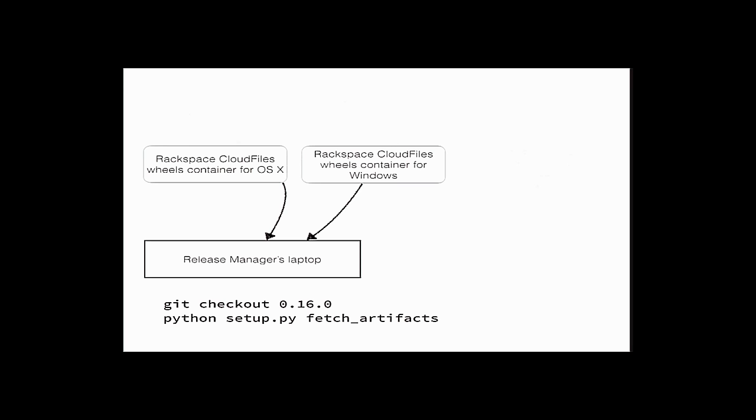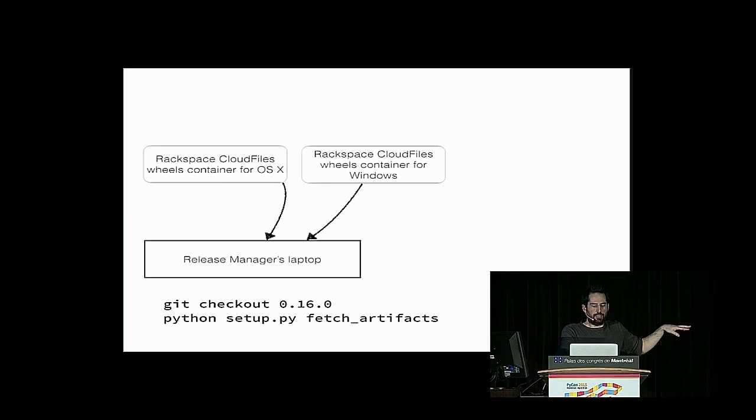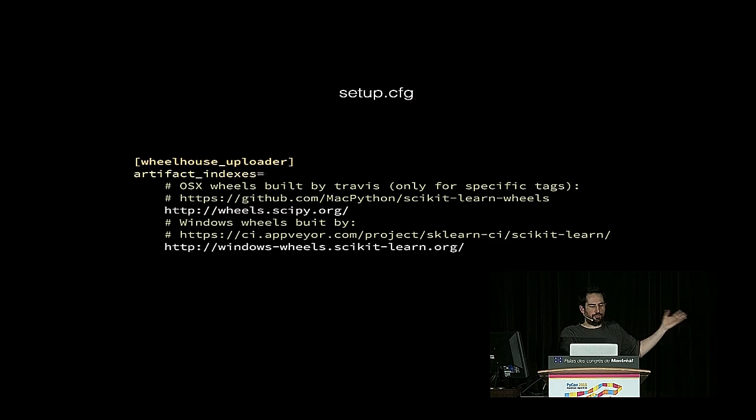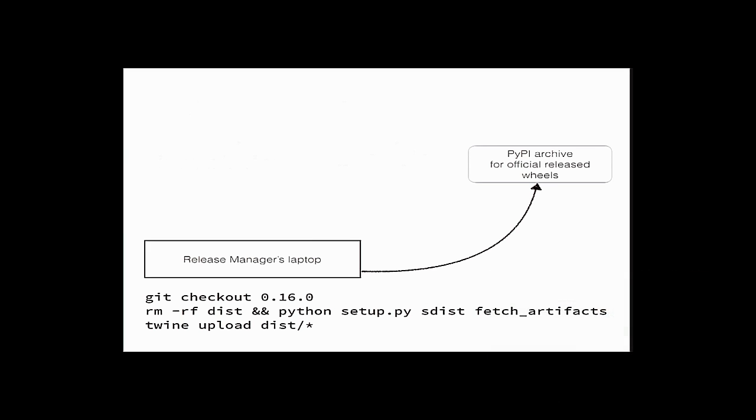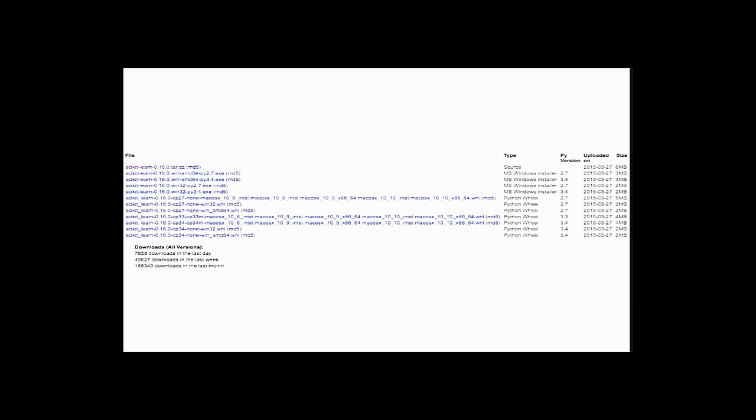And so at release time on your laptop, you can git checkout the tag of the release you're interested in, and call this command. You need the Wheelhouse Uploader utility, which will fetch the artifacts that match the metadata of your setup.py file at that point. And you can configure the location of the temporary archives in your setup.cfg file. Once you have fetched the wheels, you can test them locally if you want, if you don't trust the CI. Then you can upload the final distribution to PyPI using the twine command, as you would have done for a regular project. And the result is the release. So this was actually released using that process in a single step.